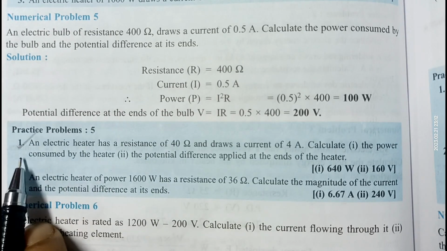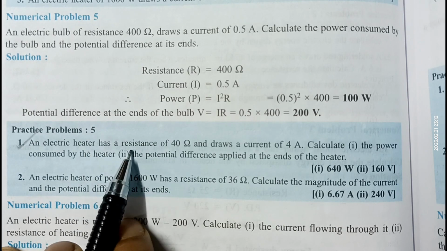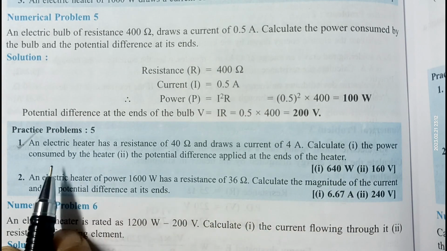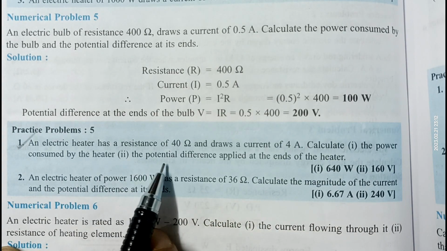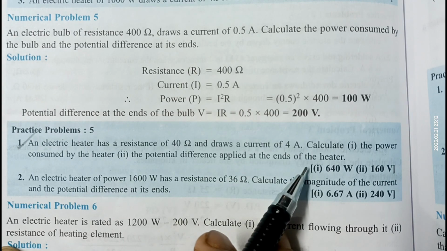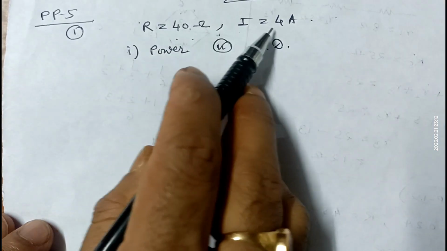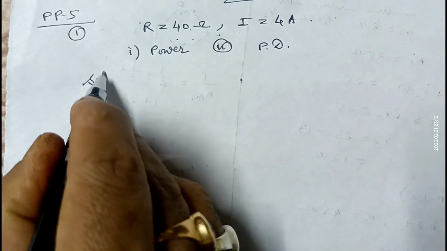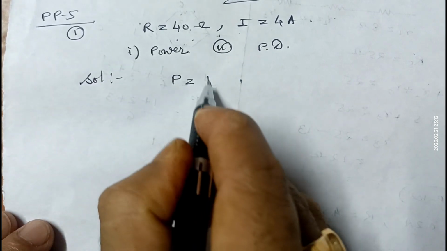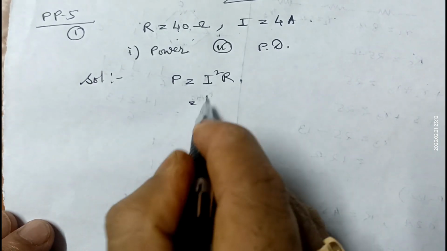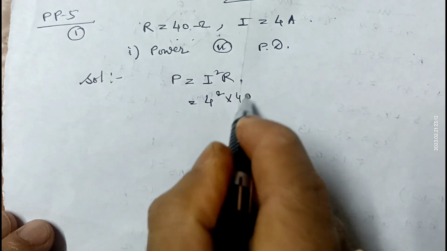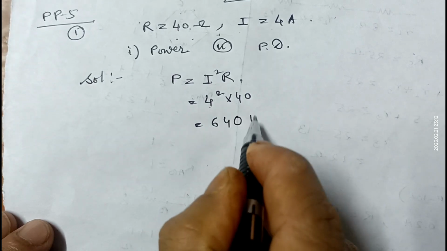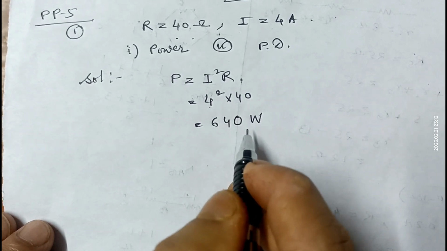In practice problem 5, question number 1: an electric heater has a resistance of 40 ohm and draws a current of 4 ampere. Calculate the power consumed by the heater and the potential difference applied at the ends of the heater. Here resistance is 40 ohm and current is 4 ampere. We have to calculate the power and the potential difference. Now we know power equals I square R. So we can write P equals I square R. Current here is 4, so it will be 4 square into 40. 4 fours are 16. 16 into 4 will be 64. So it will be 640 watt. So the power consumed is 640 watt.